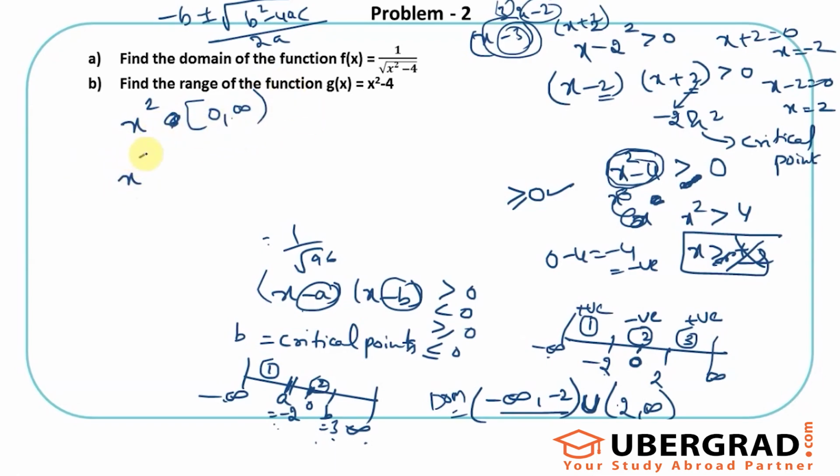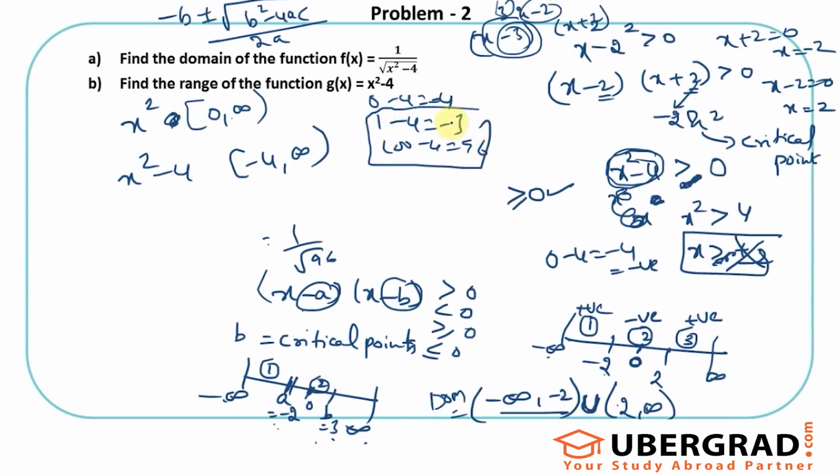So x square minus 4 will be minus 4 to infinite. When x is 0, 0 minus 4 will give me minus 4. Everything else will be like 1 minus 4 is minus 3, 100 minus 4 is 96. All other values I can take for x, negative values and positive values, will always give me more than 0 for x square. So the minimum is minus 4, that's 0 minus 4, and the maximum will be infinite. So the answer is minus 4 to infinite is the range for this.